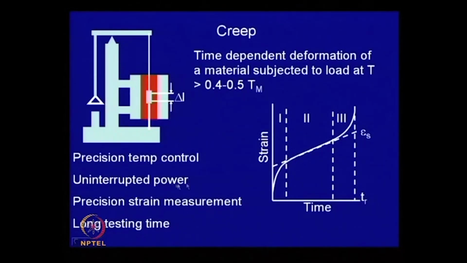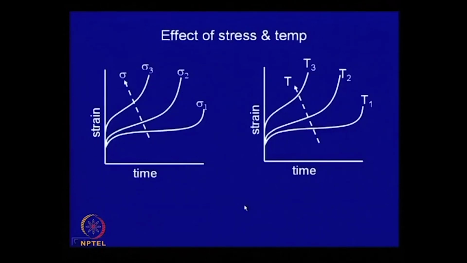But the problem is, to ensure the life of a power plant, we have to ensure that the component lasts for several thousands of hours, maybe 25 years or so. So, to generate this kind of property, the tests that you need to do are very long term tests. So, you need somewhat sophisticated equipment with precision temperature control, uninterrupted power supply, and a precision strain measurement system. And the typical nature of stress versus strain versus time, or creep plots, are shown here.